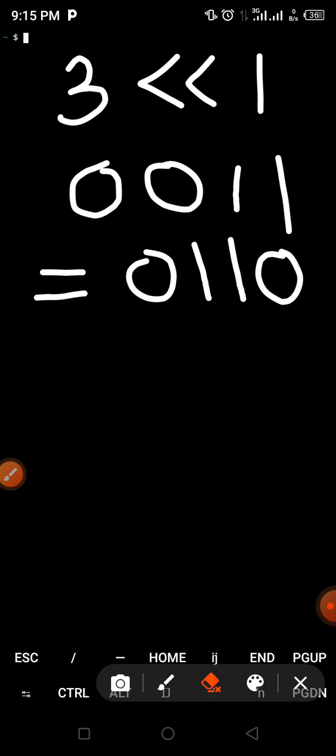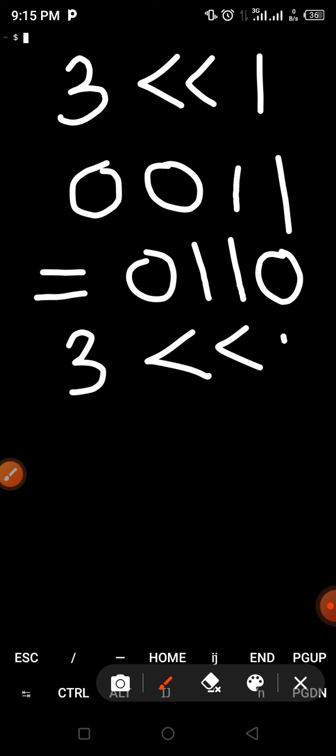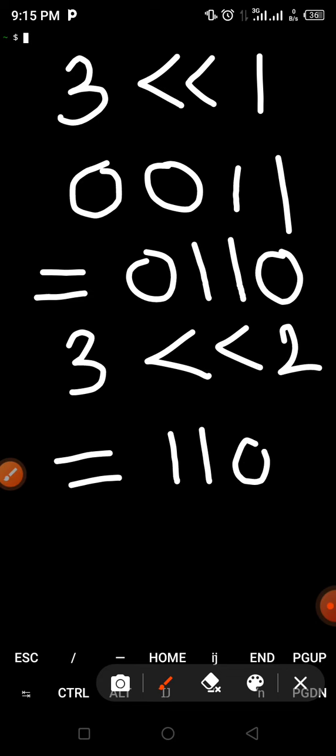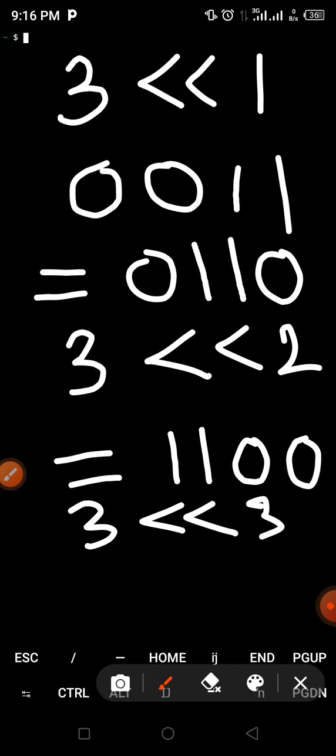So if, for instance, I want to shift it 2 times, we have something like this. For instance, we have 3. I want to shift it 2 times. So you see, this is what is going to happen if I shift it 2 times. It's going to give us something like 1 1 0 0. You see that? So it has moved twice to the left. If we move it 3 times, you see it's going to be what? 1 0 0 0. So you can see that.